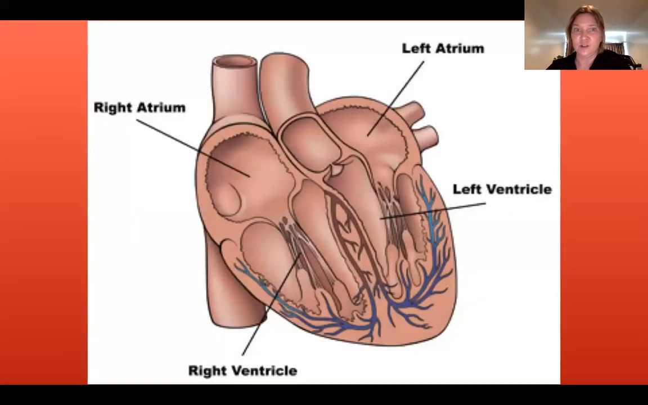Now we have two upper chambers and two lower chambers of the heart. So on the right-hand side, which is on your left, you have the right atrium, which is the upper chamber on the right side of the heart, and of course the left atrium on the left side, and the two lower chambers are called ventricles. The atria are going to receive blood from the body or the lungs, and then the atria will contract and pump the blood into the ventricles. The ventricles will then contract and pump the blood through vessels, either going back to the lungs or to the body.